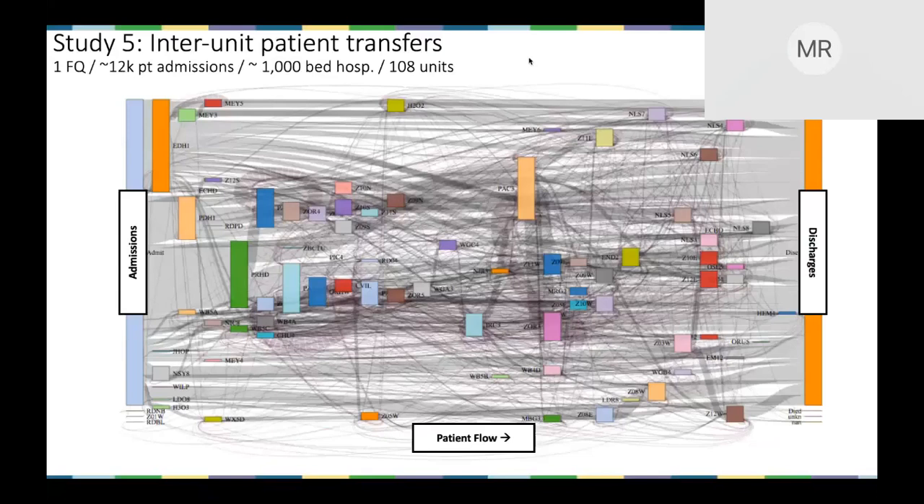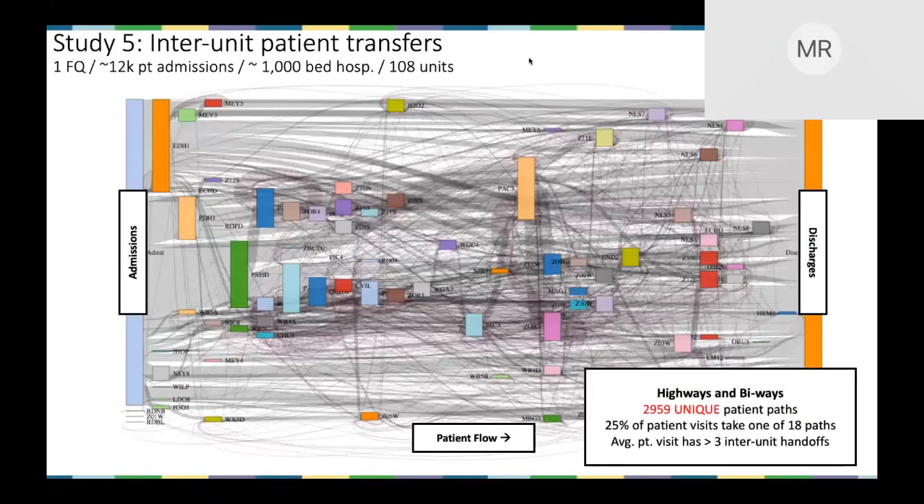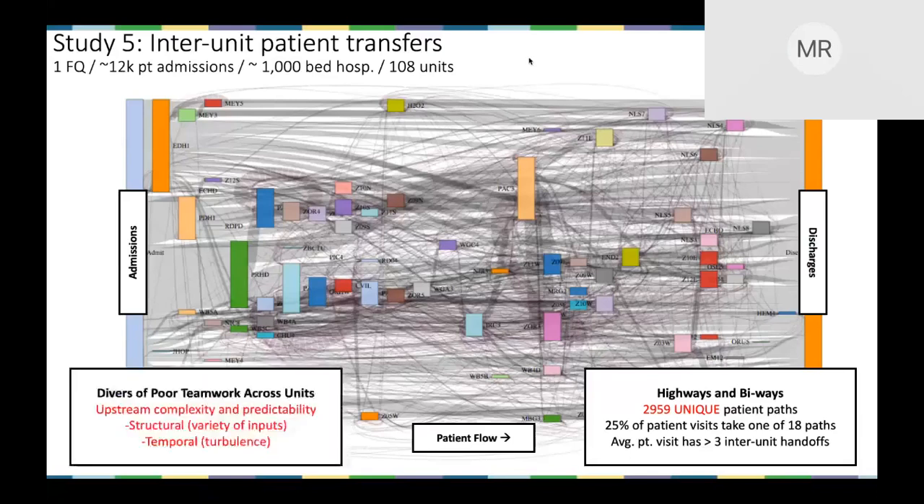So when we did this, one of the first things we thought was, well, no wonder the dyadic model of handoff improvement is not working. That's because this is incredibly complex. For 12,000 patients, there are almost 3,000 unique ways to get through our hospital. Each patient had, on average, over 3 inter-unit handoffs, not counting all the intra-unit handoffs that happened.